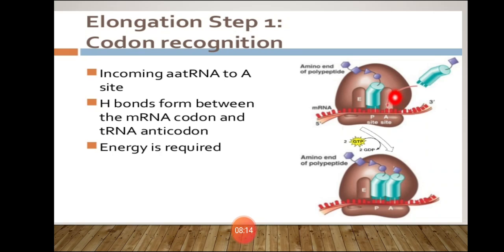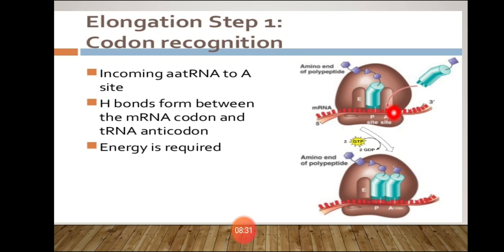There is recognition. First time, what is going to happen? Codon recognition is going to take place. Aminoacyl tRNA enters at the ribosome from the A site. The anticodon binds with the codon by hydrogen bond. Is it clear? I repeat.